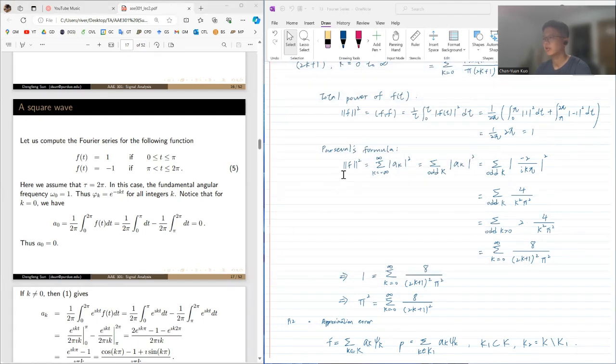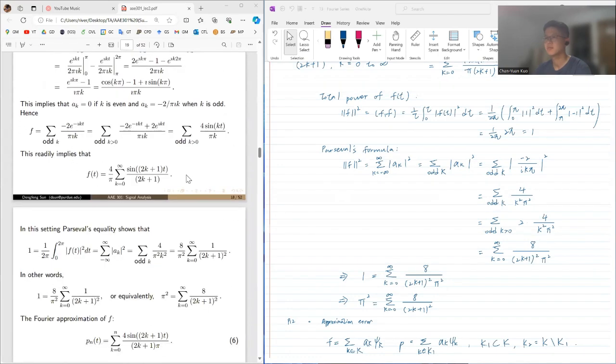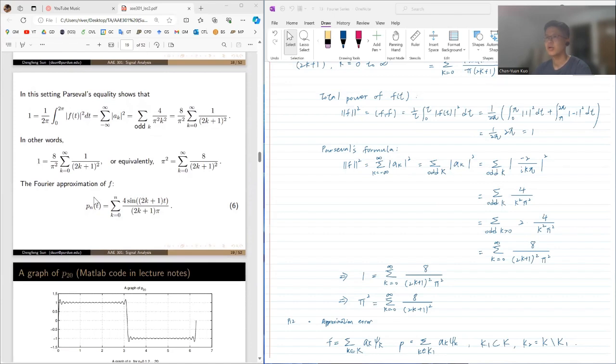Now let's take a look at the Fourier series approximation for the square function f. The Fourier series approximation for the function f is given by this function Pn of t, and Pn of t is equal to the summation of 4 times sine of (2k plus 1) times t over (2k plus 1) times pi, and k is from 0 to n. And here I'm going to show you what the approximation looks like when n is equal to 0, 10, and 20.